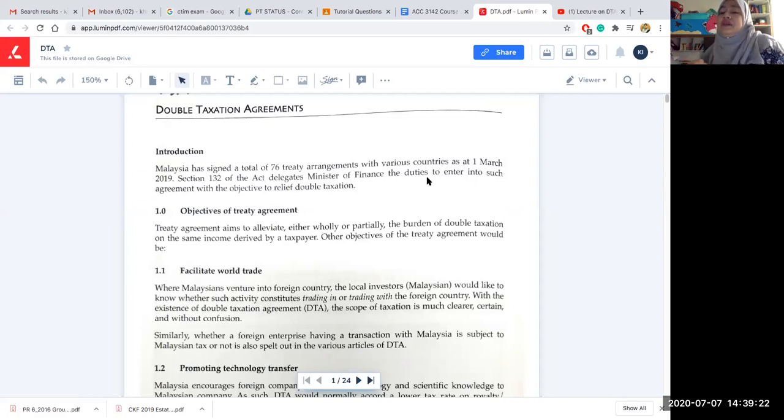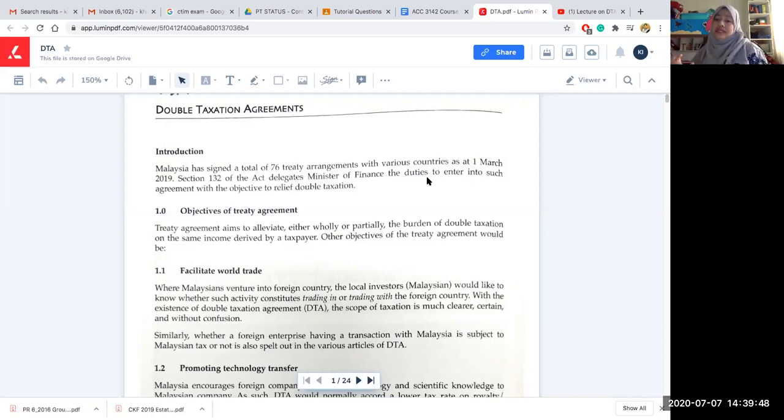In this case, we are talking about this Malaysian taxpayer. When you have business in Taiwan, is there any way that you can reduce your tax liability? Or in other words, you can reduce your tax burden. So for that, we come up with what we call double tax agreement. An agreement between countries on how to reduce the tax burden of a taxpayer.